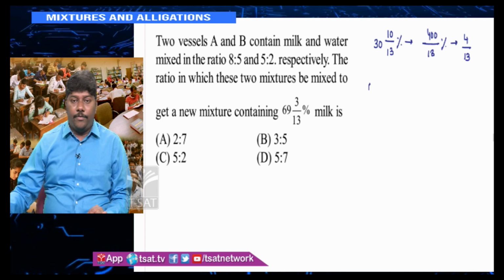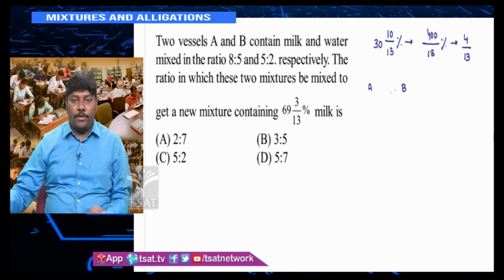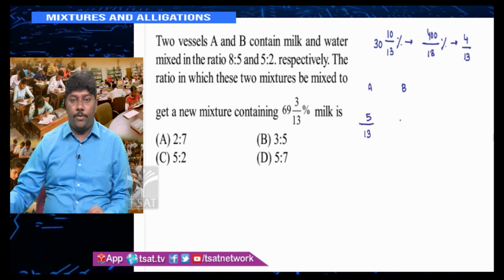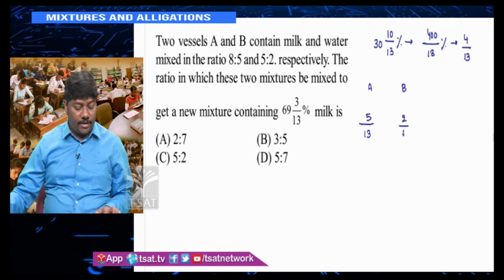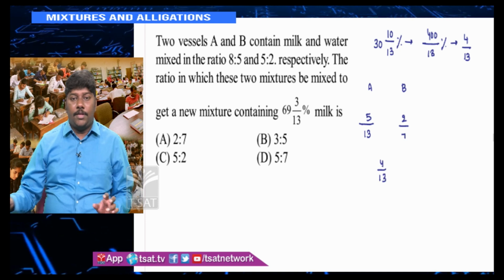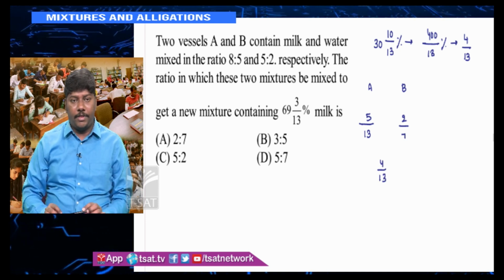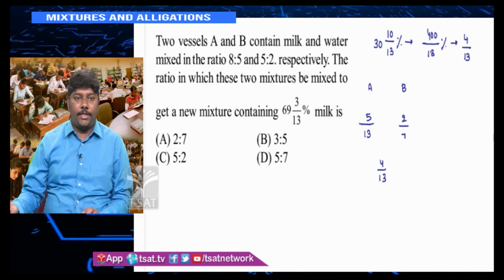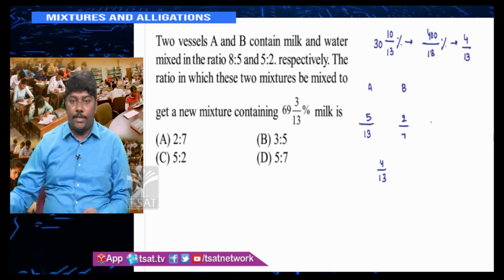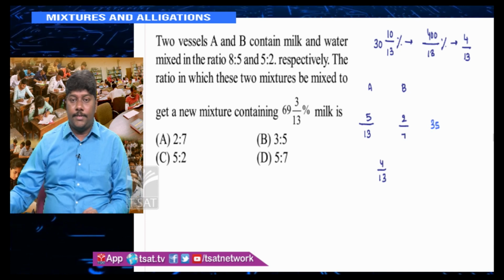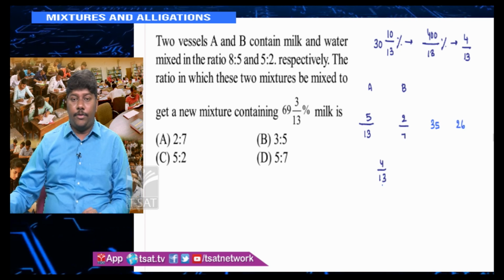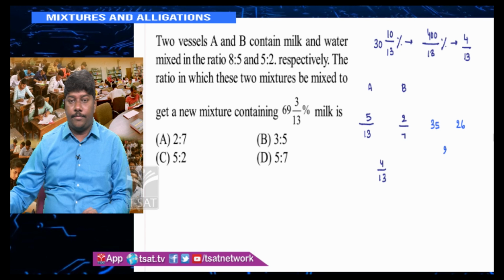Now, vessel A and vessel B, first of all take water in it. Water in the first one is 5 out of 13, water in the second one is 2 out of 7, water in the last one, the mixture, is 4/13. You multiply everything with 13 into 7, 91. Why am I multiplying it with 13 and 7? Because the LCM of 13 and 7 is simply 13 into 7. If I multiply it with 13 and 7, 13 cancels, 5 7s are 35. 7 cancels, 13 2s are 26. 13 cancels, 4 7s are 28.